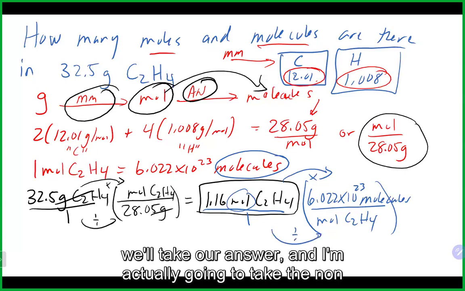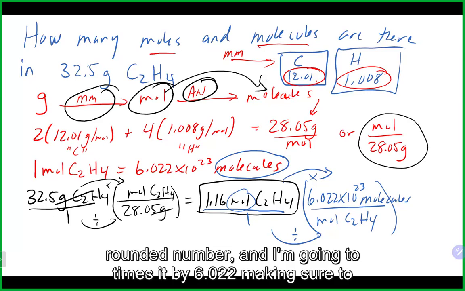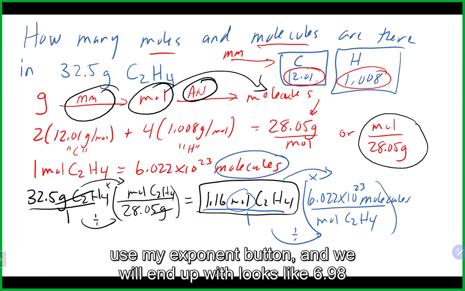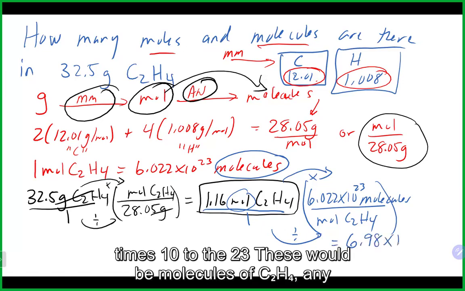And in this case, we'll take our answer, and I'm actually going to take the non-rounded number and times it by 6.022, making sure to use my exponent button. And we will end up with, looks like, 6.98 times 10 to the 23. These would be molecules of C2H4.